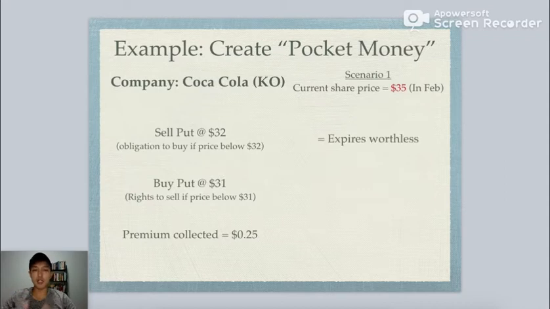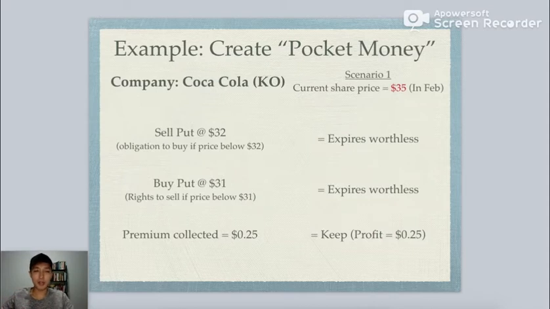Firstly, when the share price went up, what happened to your sell put? Basically, your sell put will expire worthless. Remember, when you sell a put, you have the obligation to buy the shares if the price drops below 32. But now the price maintained at 35, so you have no obligation to buy. The contract will expire worthless. How about the buy put? You have the right to sell when the price is below 31. But now the price is 35, you will not exercise this contract because you can sell higher in the market, so the contract expires worthless. At the end of the day, you just keep the premium, you pocket 25 cents.